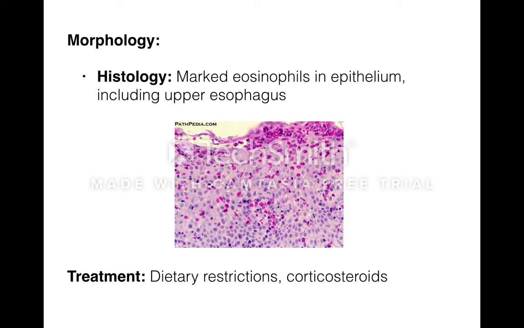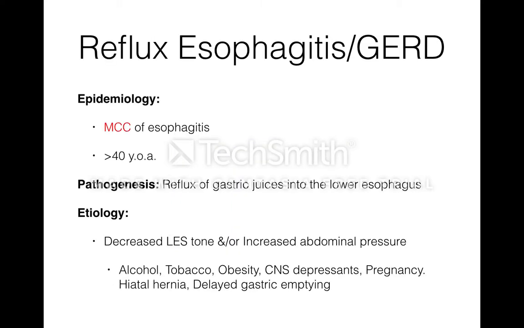On biopsy, you're going to see a marked number of eosinophils in the epithelium. You can get up to 100 in there, and the eosinophils are going to extend into the upper esophagus, and that's one way you can differentiate this from GERD on biopsy, because with GERD you will see increased eosinophils, normally not to the same amount. However, in GERD it is also restricted to the lower esophagus. Treatment for eosinophilic esophagitis is dietary restrictions and corticosteroids.